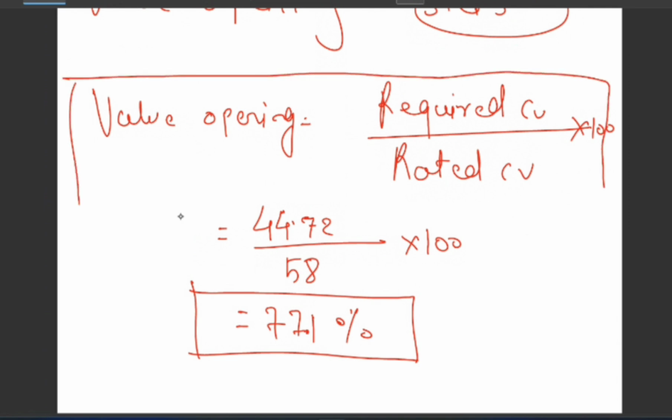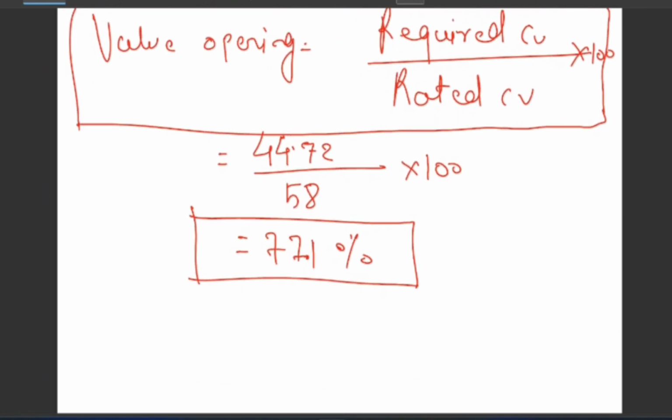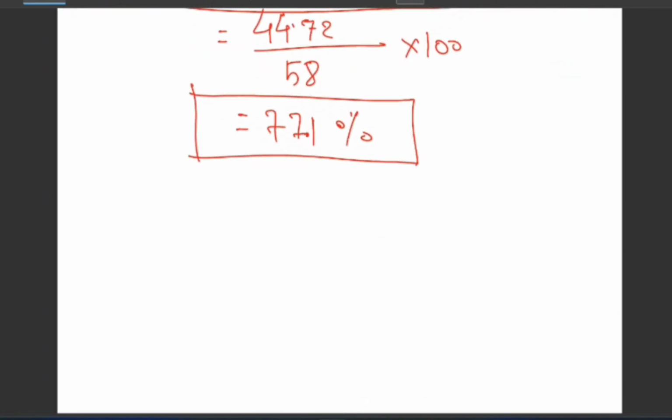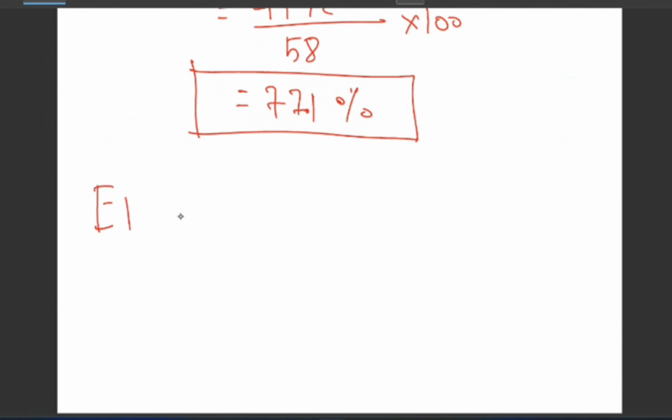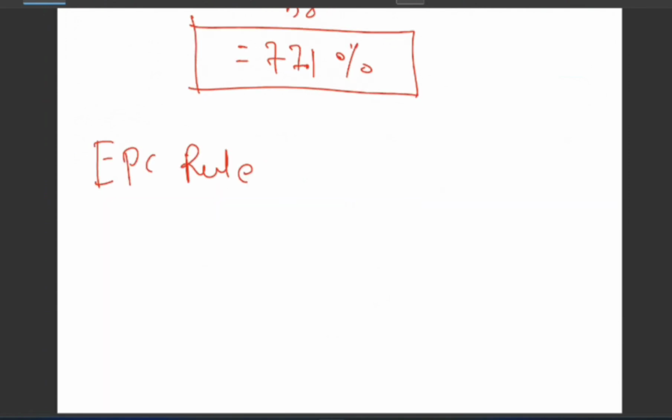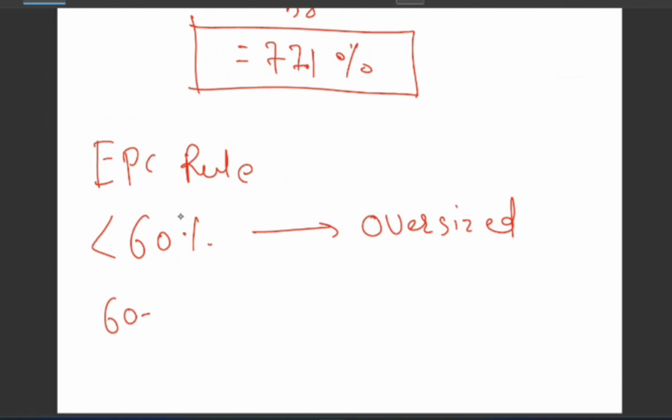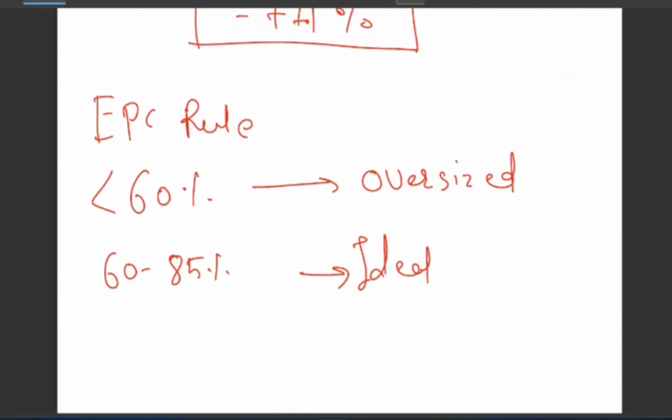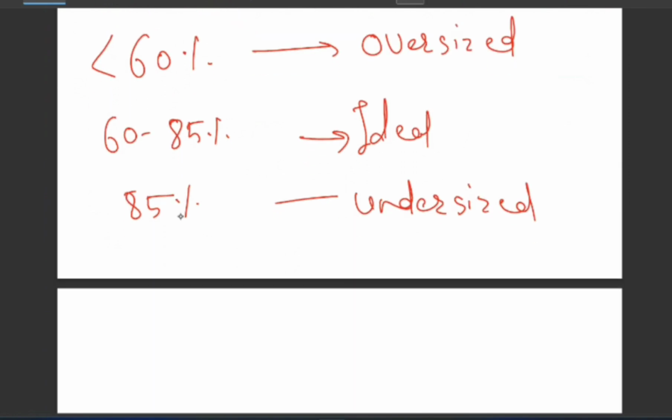Guys, you note down these formulas. It's very important. So in engineering, what is our engineering rule? EPC rule while selecting any control valve. If it is less than 60%, it means it's oversized. If it is in the range of 60 to 85%, it's ideal. And if it is above 85%, it is undersized.